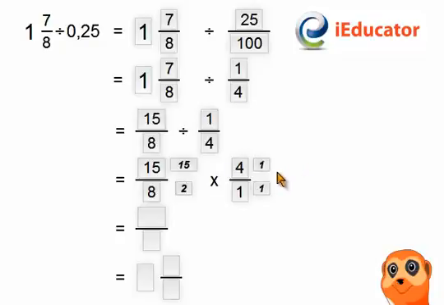All I need to do is multiply across. 15 times 1 equals 15. And 2 multiplied by 1 equals 2. The last thing we need to do is convert this improper fraction into a mixed number. 2 can go into 15 7 times, and it leaves me with the remainder of 1, which I place over the 2. This gives us the answer 7 1/2.